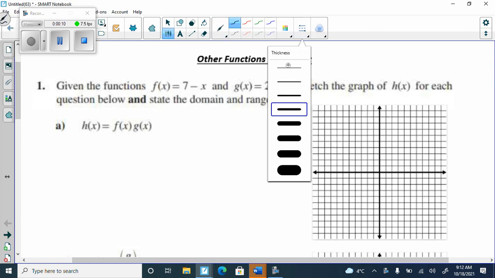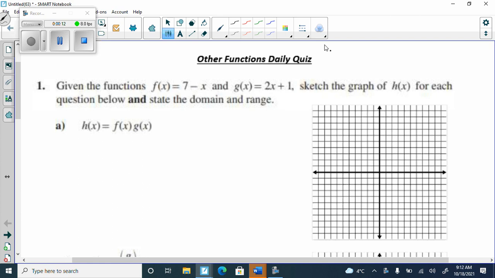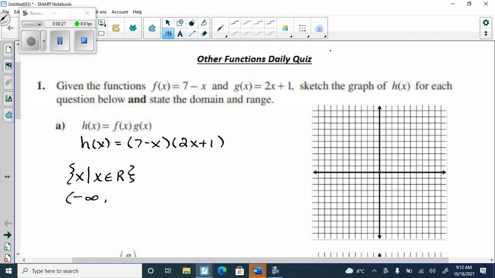The first one is just multiplication because they're side by side, right? So we get h of x equals 7 minus x over 2x plus 1. The domain is going to be x such that x is in the reals, or negative infinity to positive infinity. And how do I know that? Because for addition, subtraction and multiplication, where both of them have domain is where the graph together will have domain, right? So they both are x in R, so will this one be. It's also a quadratic, so that'll be the same.